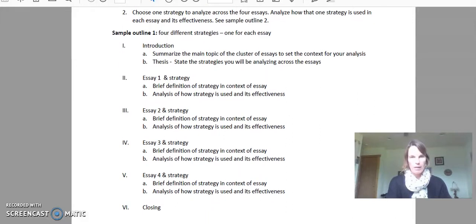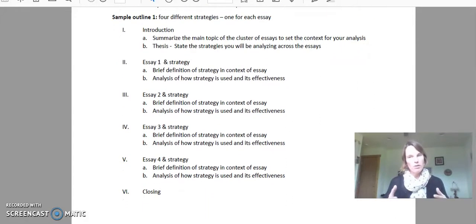So let's look at the outline, because now essentially what you're doing is you're taking the work you did from discussion board 2.1 and turning it into an essay form. And so the first way to do this is offer an introduction that summarizes the main topic of the cluster. So we are going to use summary here in our introduction, and then state the strategies you're going to use across the essays for your thesis.